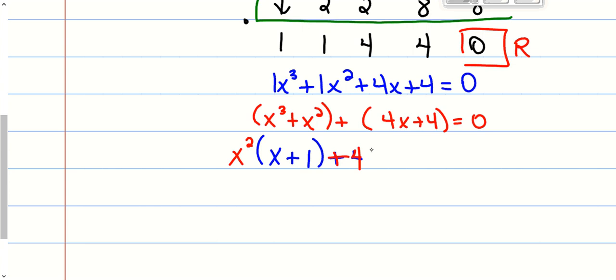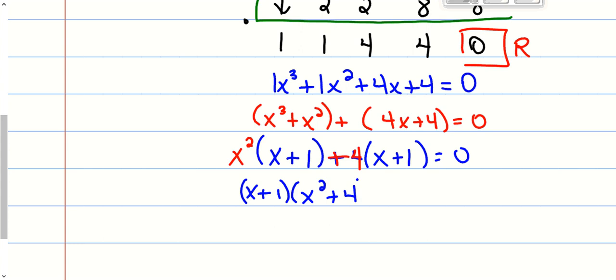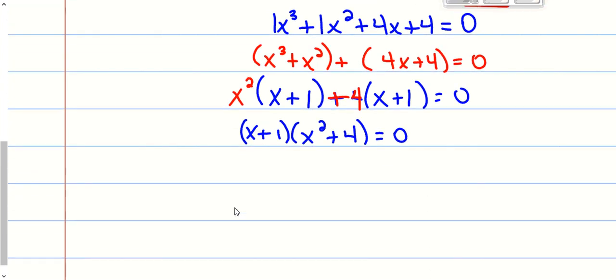And when I factor out that 4, 4x divided by 4 leaves me with x, plus 4 divided by 4 is 1. So I color-coded those so you can kind of see what's going on there if you couldn't see that before. Write down what they both have in common, the x plus 1. And then we're going to write down what's left, which is x squared plus 4.